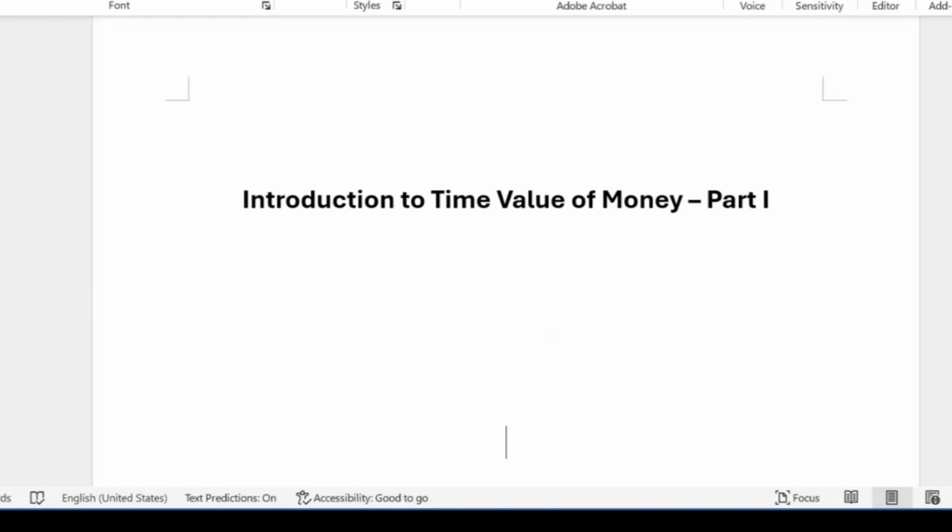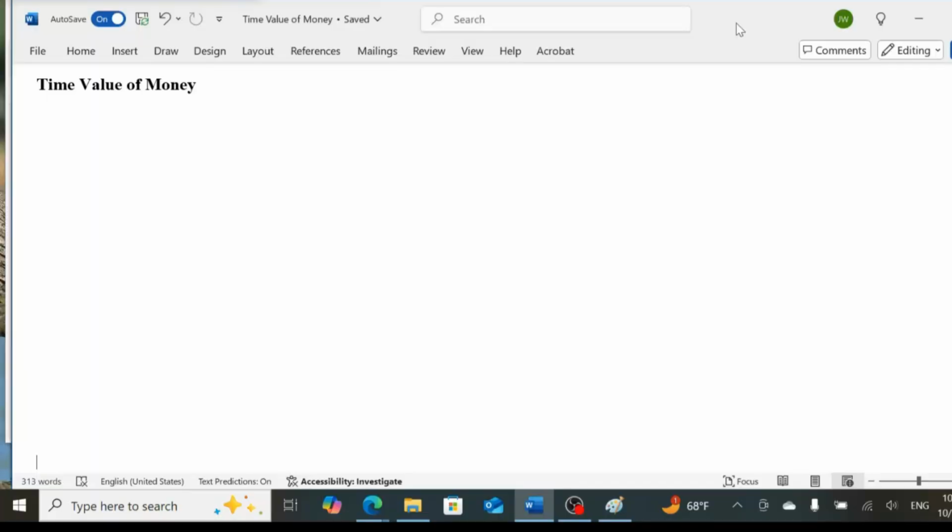Hello everyone. Today we are going to explore the time value of money, a foundational idea that shows up everywhere in finance. By the end of this lesson, you'll understand how to compare the value of money at different points in time, calculate present value, future value, and use these tools to make smart financial decisions. And time plays an important role in the value of money.